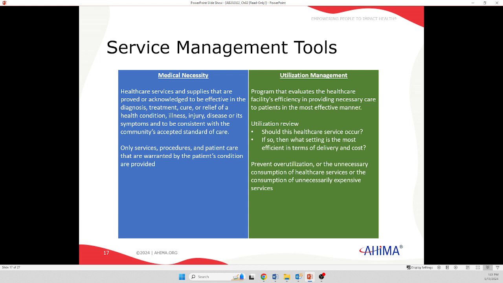Utilization management is a program that evaluates the healthcare facility's efficiency in providing necessary care. This prevents overutilization or unnecessary consumption of healthcare services. Now, if you ever see a medical necessity, Medicare has 4 areas that they require for medical necessity, and they're all real similar, and they're very much like that blue box. So make sure you know about the Medicare side of medical necessity.